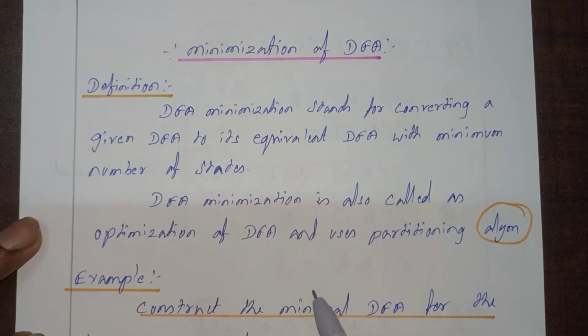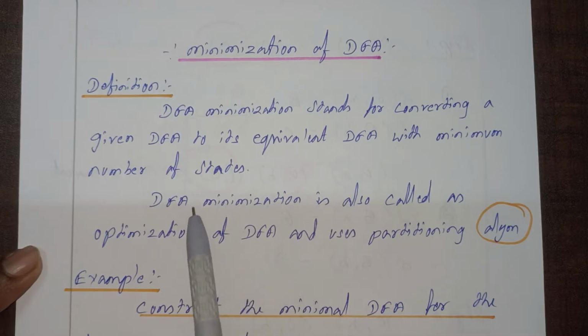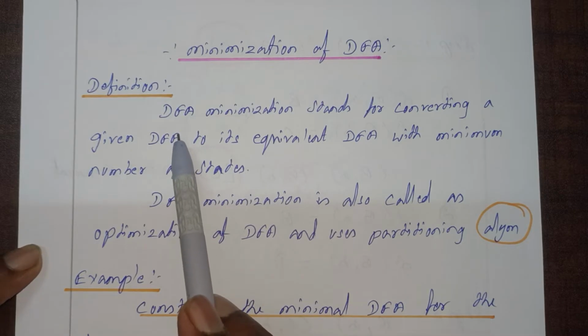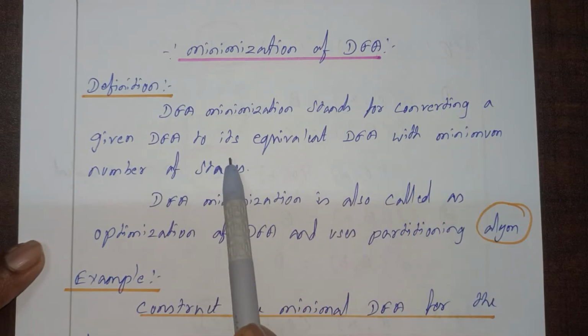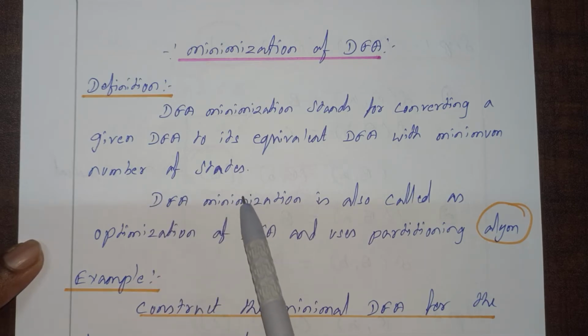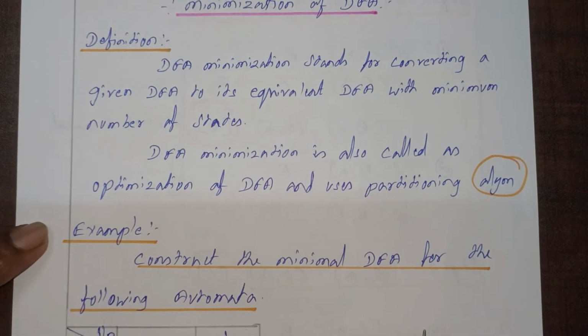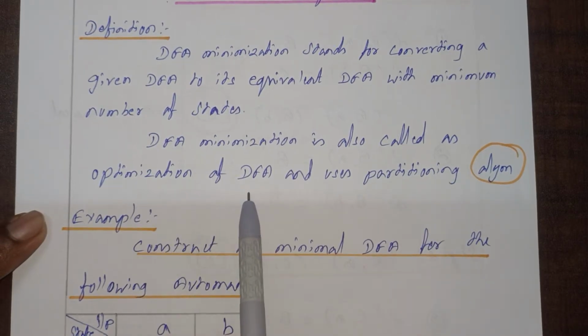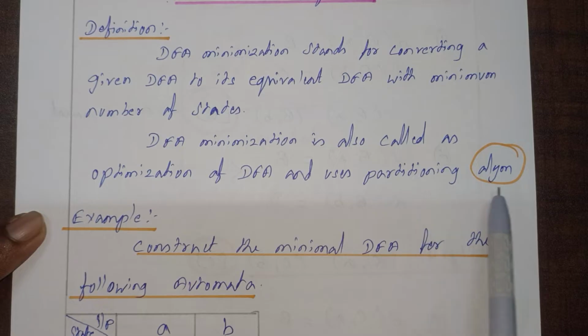So let me tell you how exactly the DFA can be minimized with the equivalent construction of DFA. Here you can see the definition: minimization means converting a given DFA to its equivalent DFA with the minimum number of states. If a DFA is given with a maximum number of states and you are reducing it down, then we can call it minimization of DFA. DFA minimization is also called optimization of DFA and uses a partitioning algorithm.